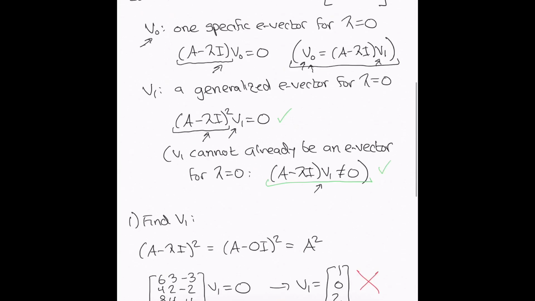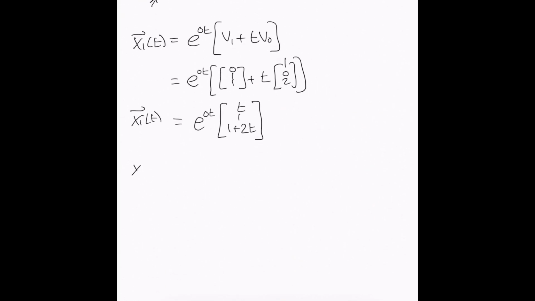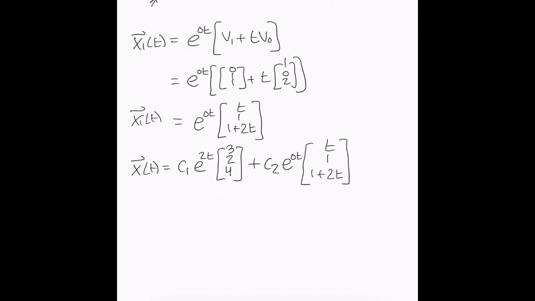So when we put everything together, we have x of t is c1 e to the 2t times our first eigenvector that we found, 3, 2, 4. So remember, no trouble there. And then plus c2 e to the 0t times this vector we found here, (t, 1, 1 plus 2t). And you can stick it all together if you want. I won't waste your time to do that. But yeah, this is how you do it here. And notice that just the presence of this t here makes it linearly independent. So I do actually have 2 solutions going on because of this t associated with e to the 0t.